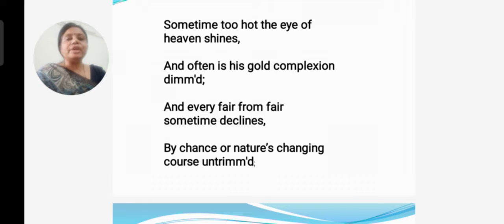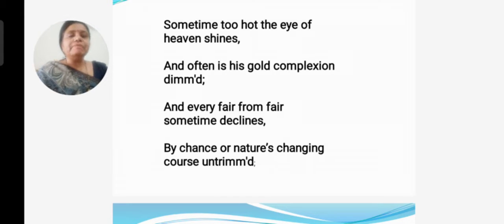"And every fair from fair sometimes declines." Now, here comes the universal truth. You remember Shakespeare's poem, "Let Me Not to the Marriage of True Minds"? He says, "Though rosy lips and cheeks within his bending sickle's compass come." So rosy lips and cheeks are the symbols of youth and beauty, but time, the destroyer, destroys the beauty and destroys the youth also.